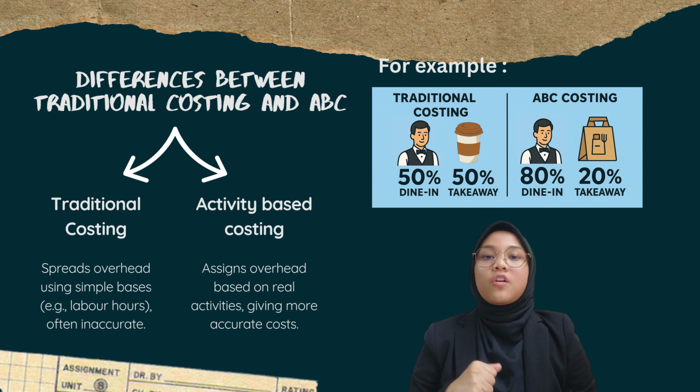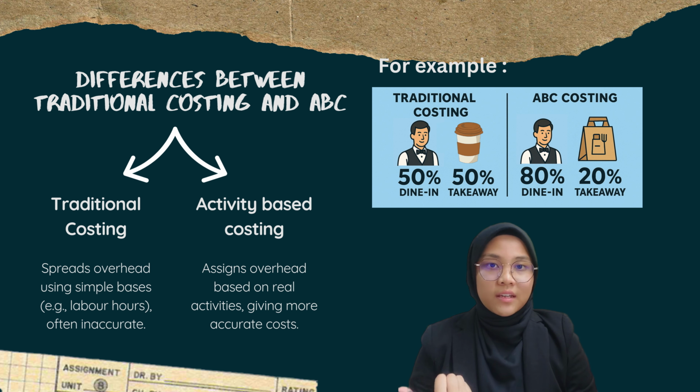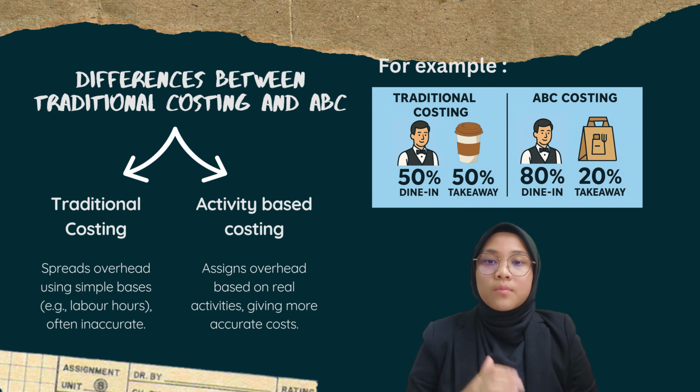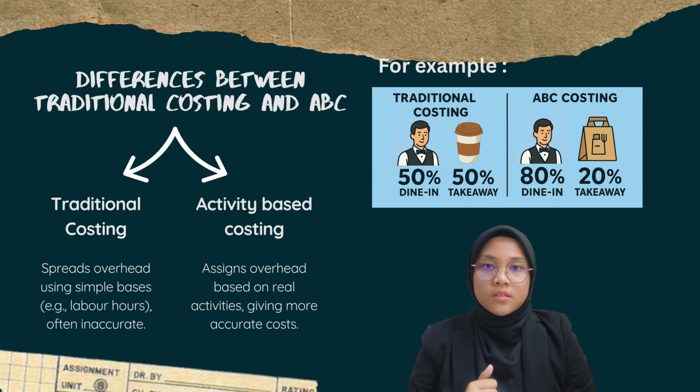So now, let's talk about how ABC is different from traditional costing. Traditional costing uses simple methods like counting how many hours the workers work and how many machines are used. But this doesn't always show the real cost, especially if the business has many different types of products or services. But ABC is different because it focuses on the actual work done.